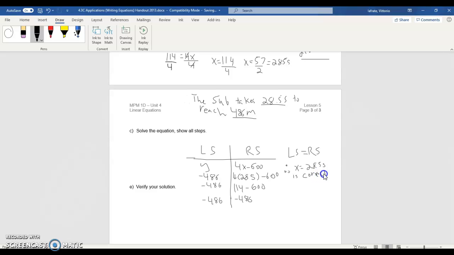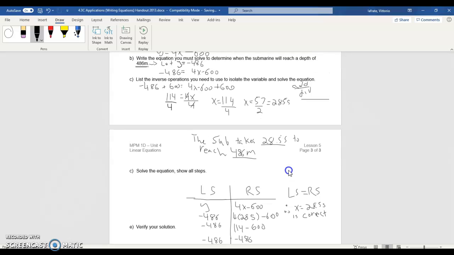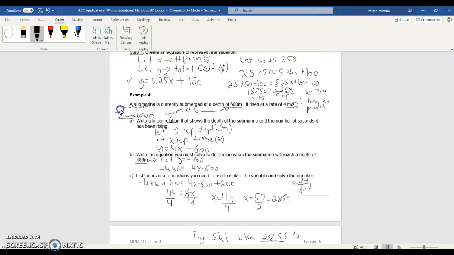So that one required a little bit of thinking. To really solve this properly, a drawing would have helped you to understand the position of the submarine, the fact that it's located below the surface of the water that we defined as 0 meters, and we had to therefore put that our starting point was negative 600. That was our B. Our M is 4 because we're rising 4 meters for every second that goes by.